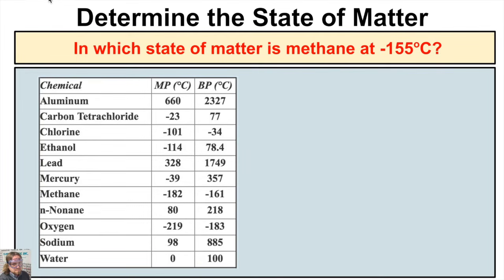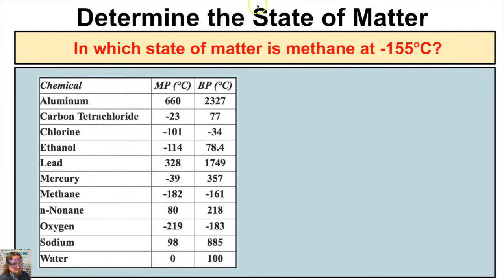And in this video I'm going to show you how to determine the state of matter that a substance is in at a given temperature. And sometimes that might be easier said than done. So if we take a look here, we have a table of different substances. We have aluminum, carbon tetrachloride, chlorine, ethanol, lead, mercury, methane, etc.